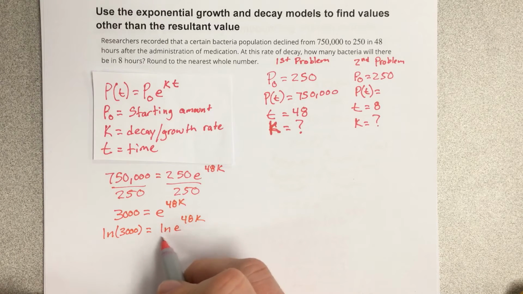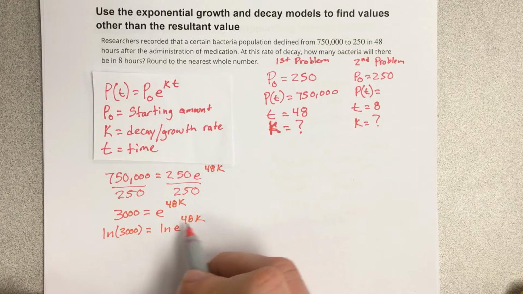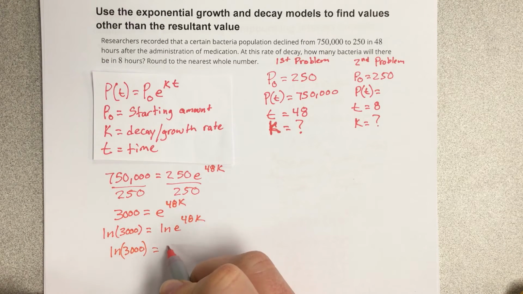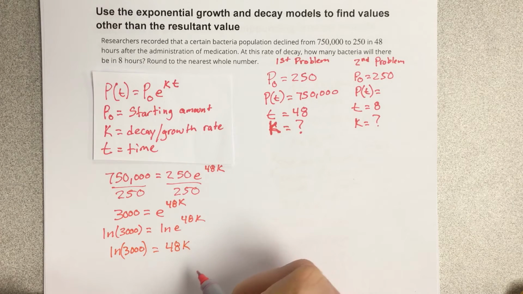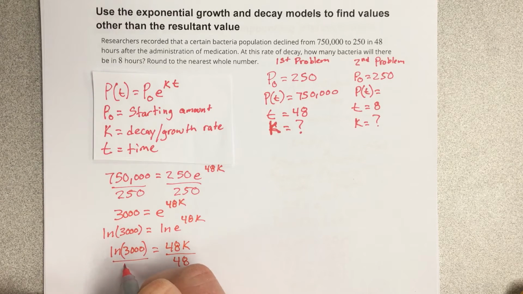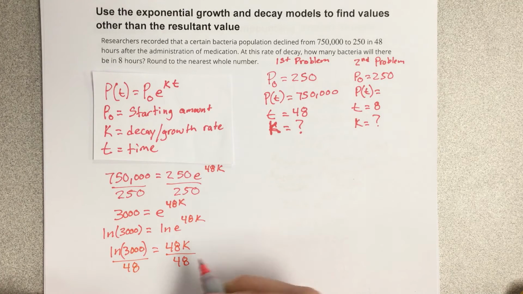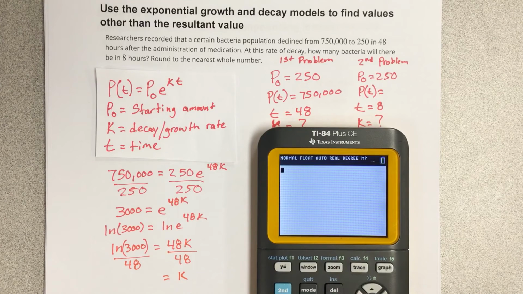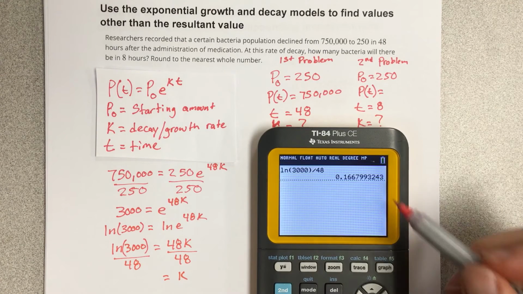This is going to cancel the natural log and e. The 48K comes to the front because of the log laws. And so you're left with natural log of 3,000 equals 48K. And then we're going to divide by 48. And so we're going to write our K value right here. Now I'm not going to use this rounded K value. I'd probably just leave it in the calculator, but we can type it all in. So I'd have natural log of 3,000 divided by 48. And I'll just leave that number in the calculator.